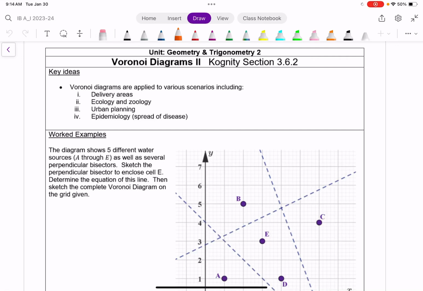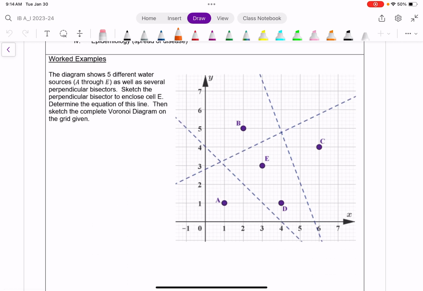Okay, here's the second and last part, looking at Voronoi diagrams, just applying it more. I'll get straight to it. I've got a situation here in which the diagram shows 5 different water sources, A through E, as well as several, but not all, of the perpendicular bisectors. So a few things we want to do.